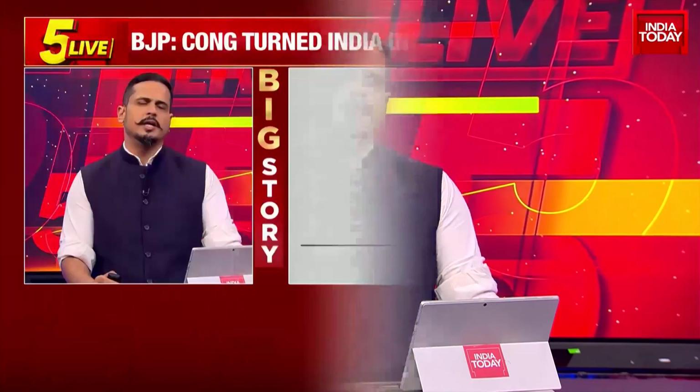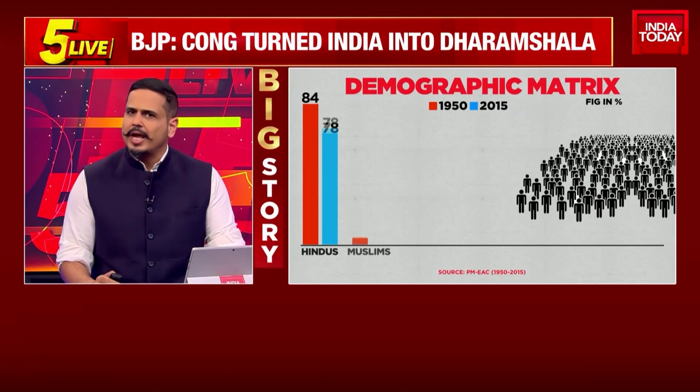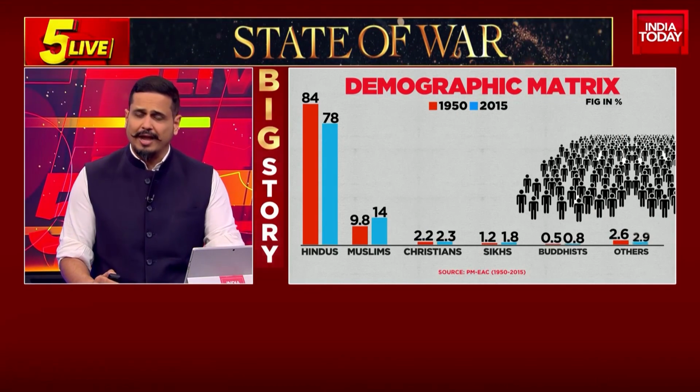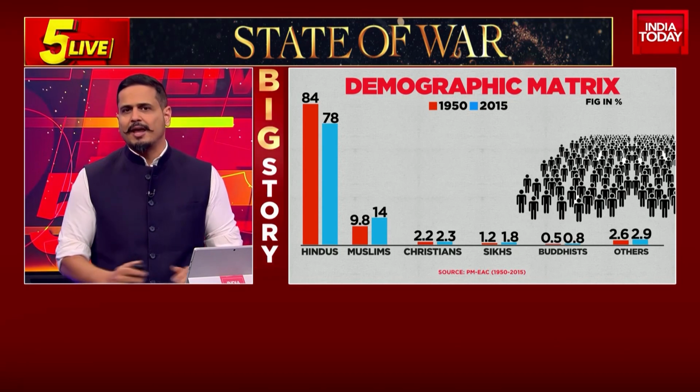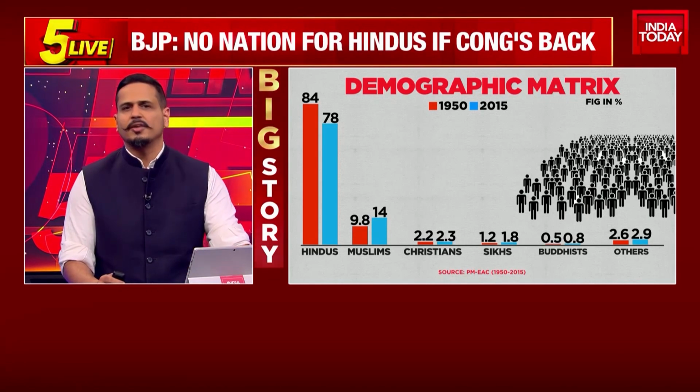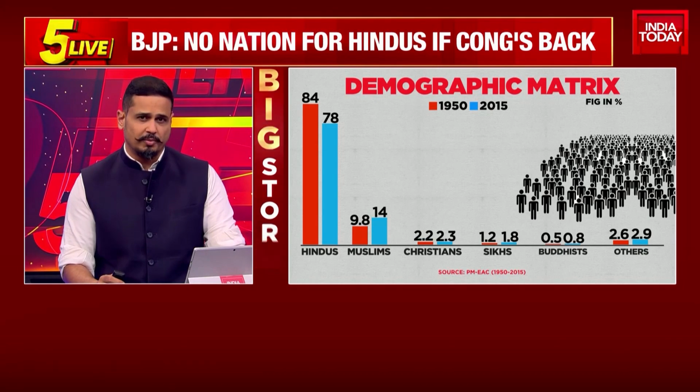Between 1950 and 2015, the share of the Hindu population of the country has declined by nearly 8%, while the share of the Muslim population has risen by as much as 43%, says a study by the government's Economic Advisory Council to the Prime Minister.